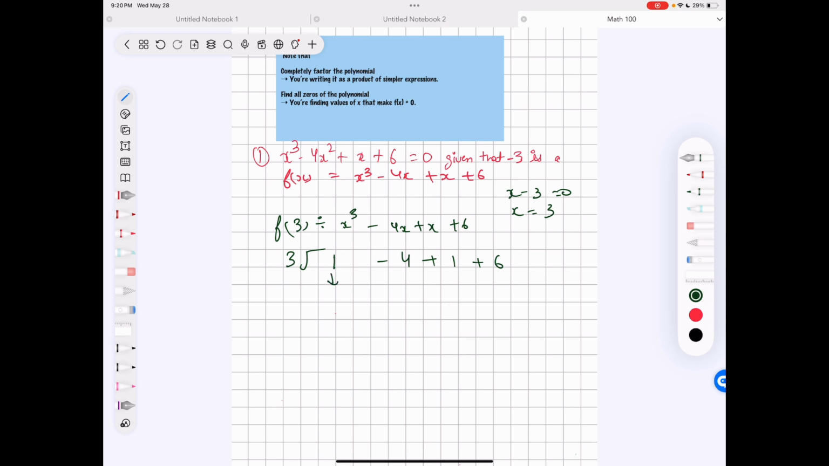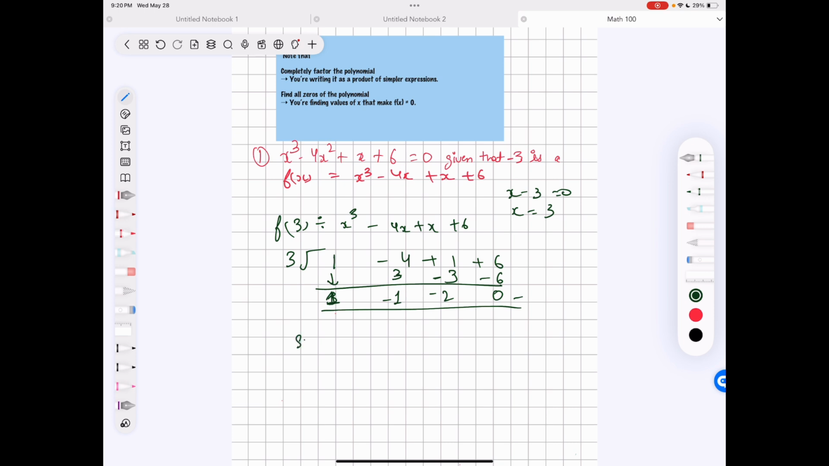So when we do that, we're going to drop the 1 down. We're going to have 1 here, then we're going to multiply it by 3. We will get positive 3, and negative 4 plus 3 would give us negative 1. And then we're going to multiply negative 1 by 3, we would get negative 3 again. And plus 1, negative 3 would give us negative 2, and then negative 2 times 3 would give us negative 6, which would give us 0.